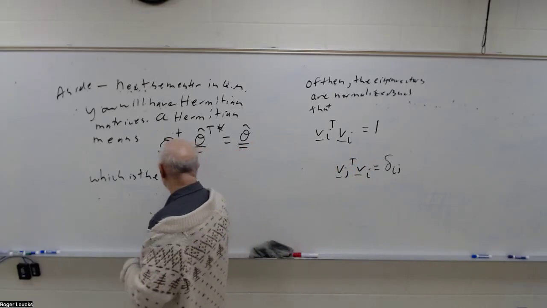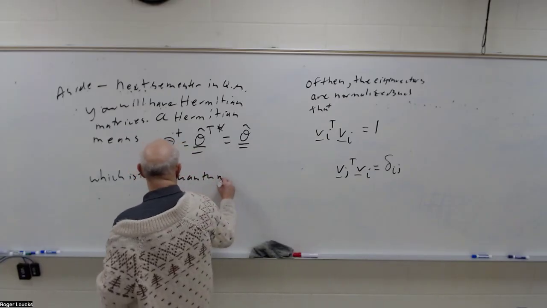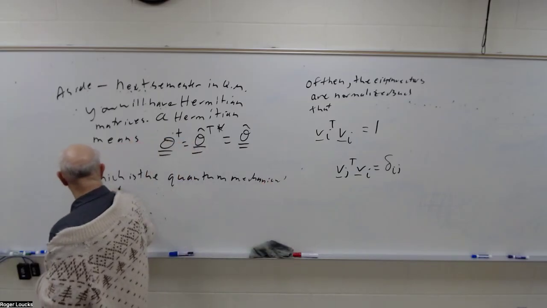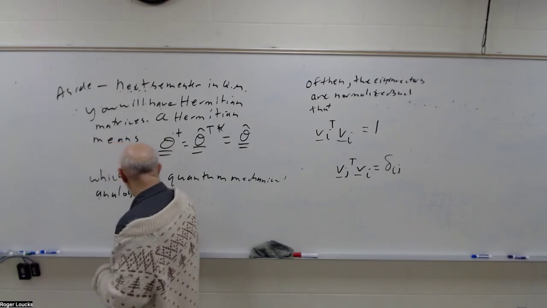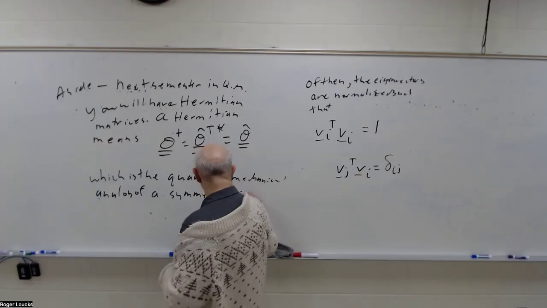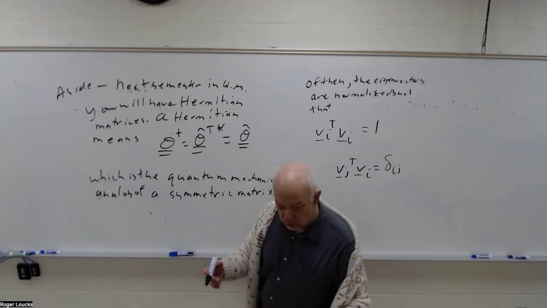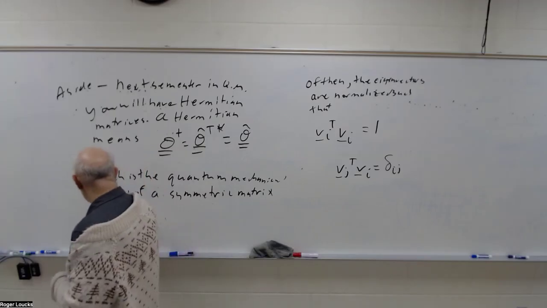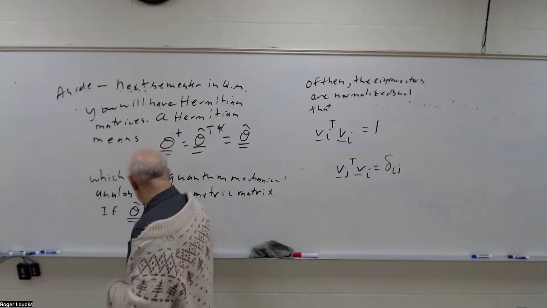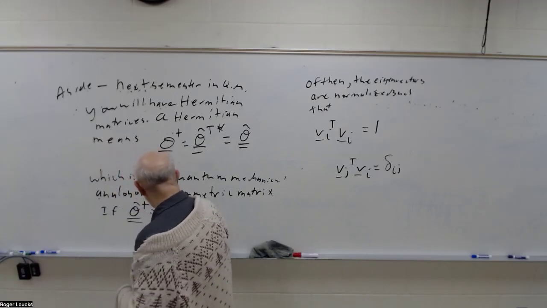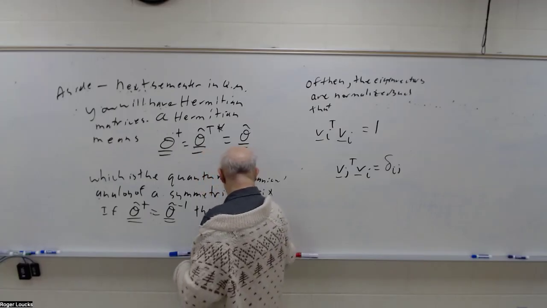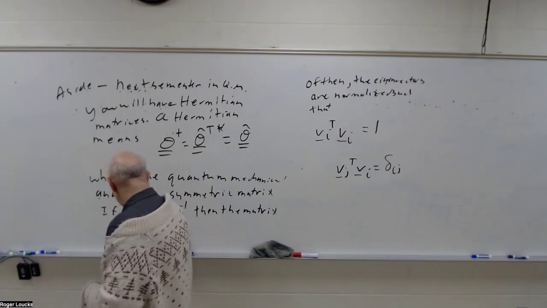Which is the quantum mechanical analog of a symmetric matrix. And let's just continue with this. If O dagger equals its inverse, then the matrix is unitary.